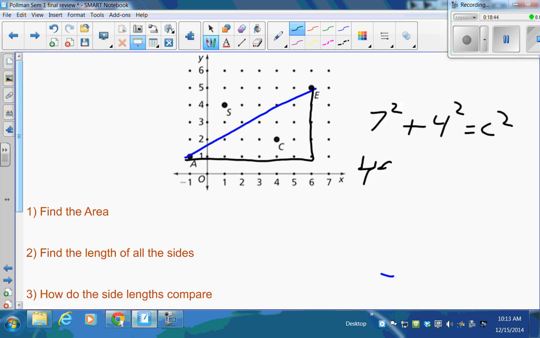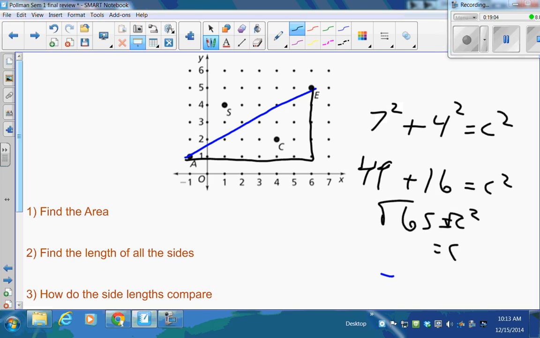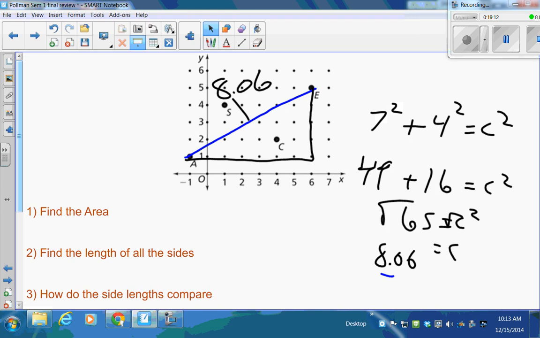7 squared is 49. 4 squared is 16 equals c squared. 49 plus 16 is 65. And then I just take the square root of that, and that'll be my distance. My square root of 65 is 8.06. So this line right here is 8.06.